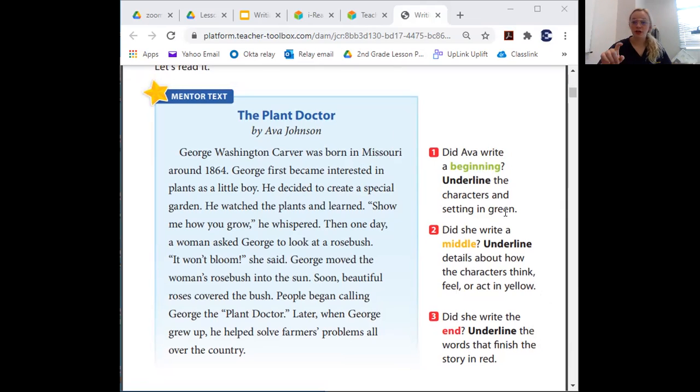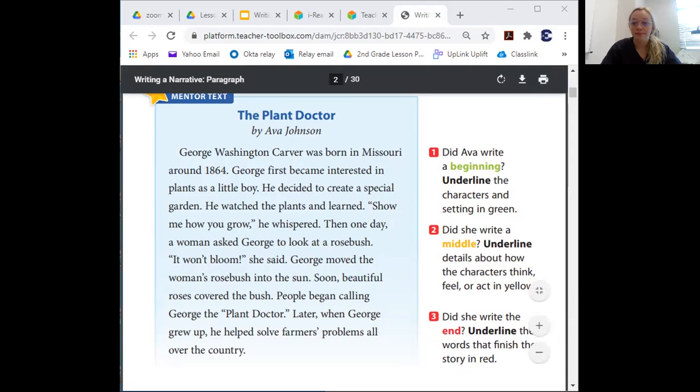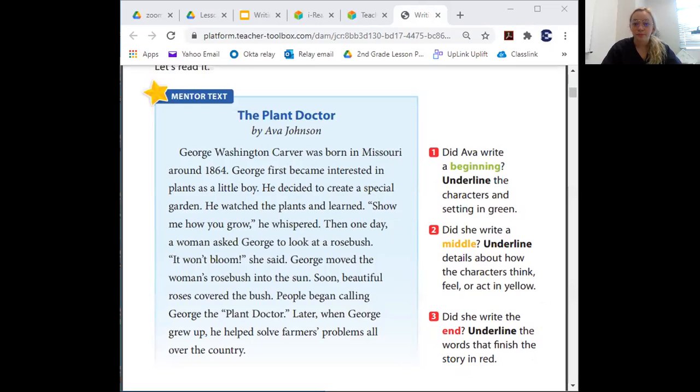Okay, guys, so pause your video right now. Find your green marker or pencil or crayon and underline the characters and setting in green. Okay, I know that the character was George Washington Carver, and I know the setting is Missouri around 1864. So take a minute and fix your paper if you haven't already underlined this in green before we move on to number 2.